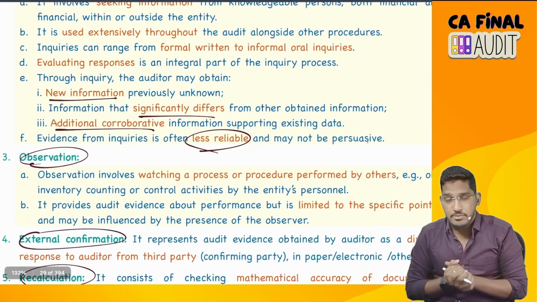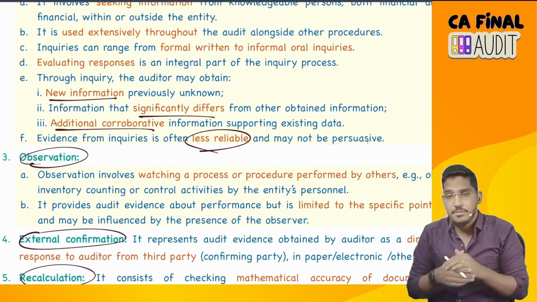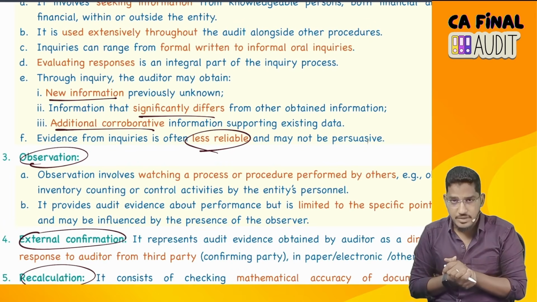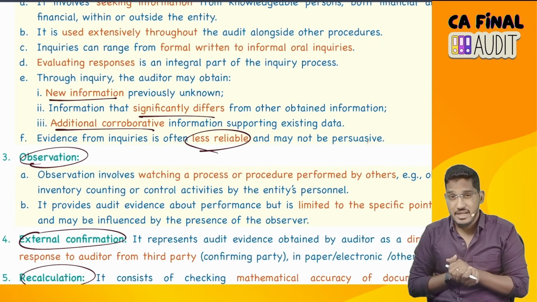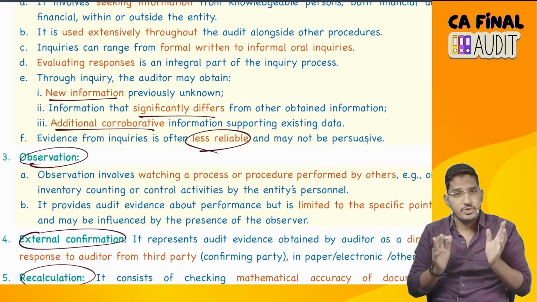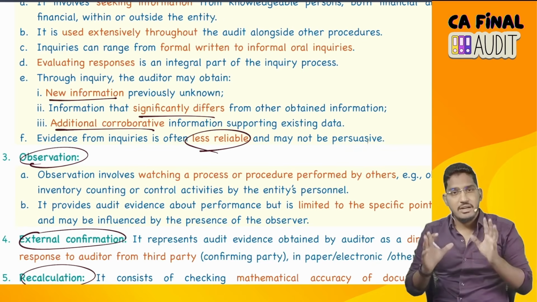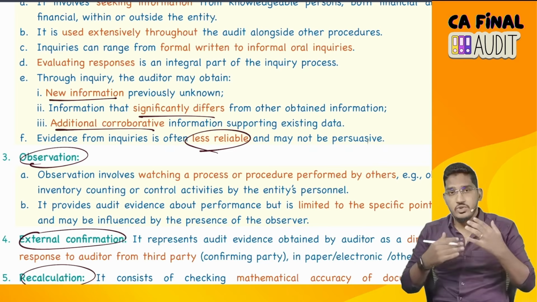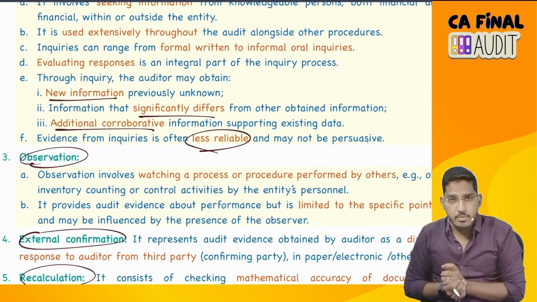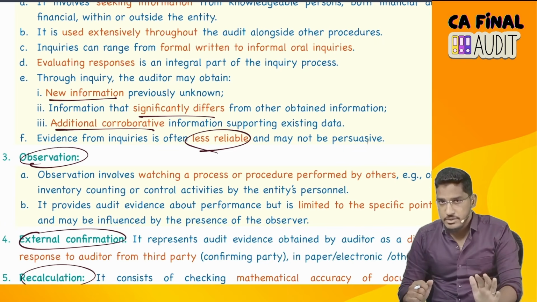Sir, then what do you mean by observation? Observation means looking at the process being performed by others. Like for example, I want to obtain evidence regarding inventory. So management is doing physical verification. I am sitting and observing whether management is doing physical verification properly or not. So here I am looking at the process being performed by others. That method we call observation.